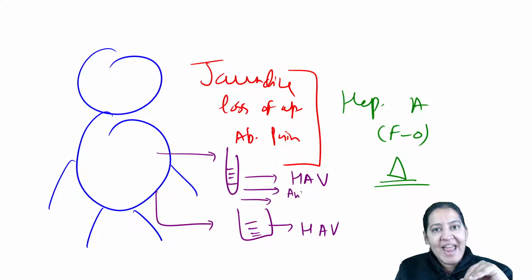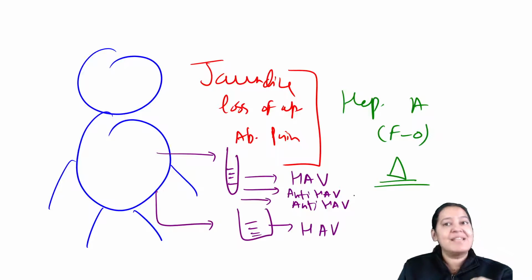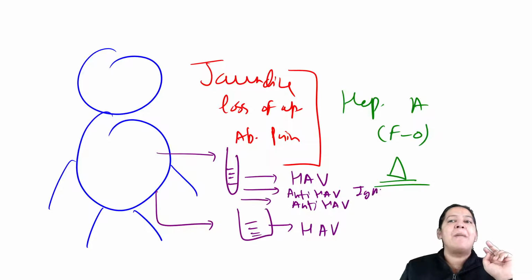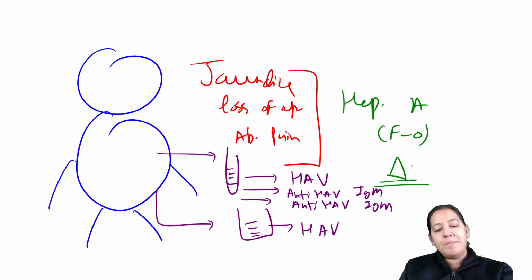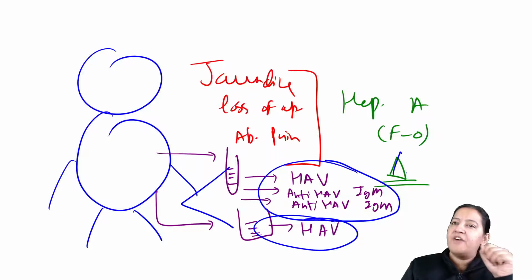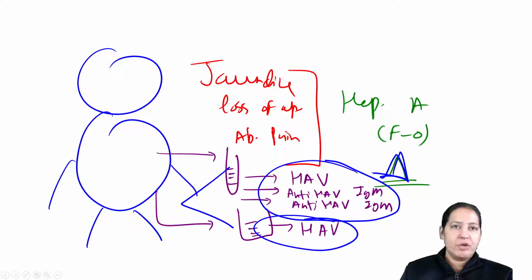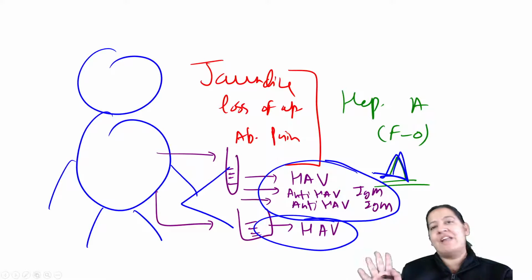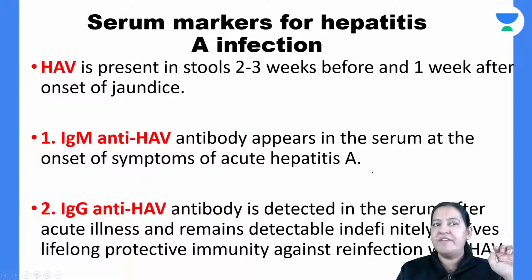So you will find anti-HAV antibodies, anti-hepatitis A virus antibodies. They are of 2 types, IgM and IgG. So in short, blood has 3 things: the virus and the 2 antibodies, and stool has only the virus. So by both ways, you can confirm your diagnosis and give the treatment if required. Otherwise, it is a self-limiting illness. Everyone give me a thumbs up.